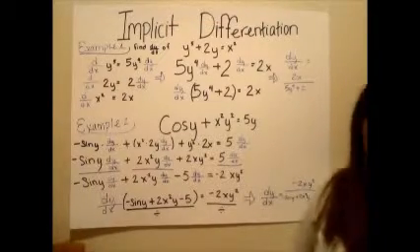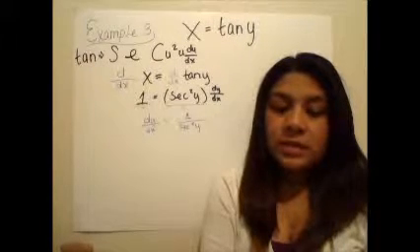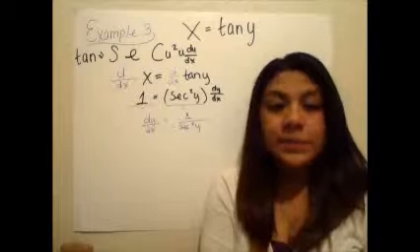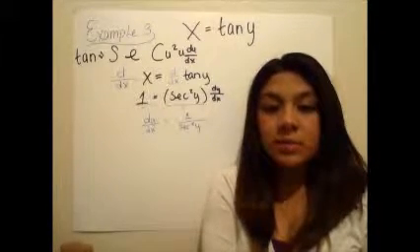And then dy over dx equals negative 2xy squared divided by negative sine y plus 2x squared y minus 5. For the last example, we're going to find the derivative of x equals tangent y. The derivative of tangent is secant.